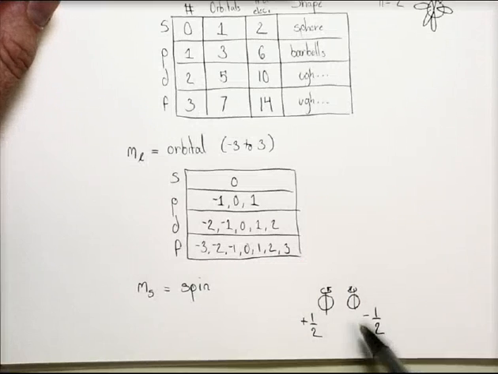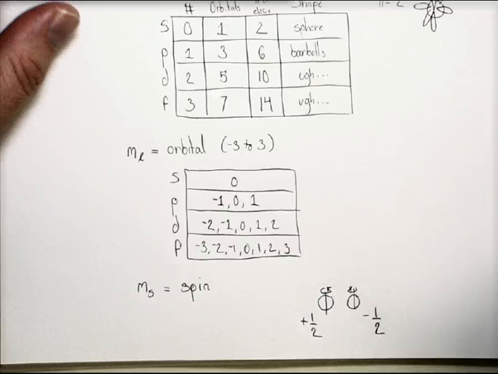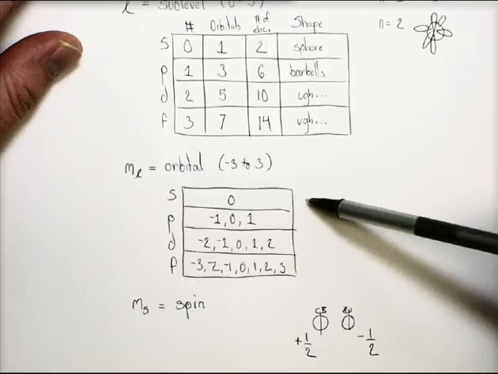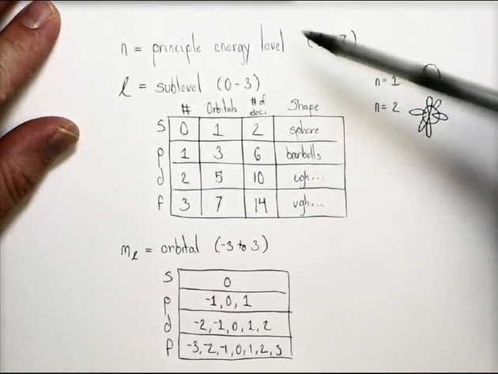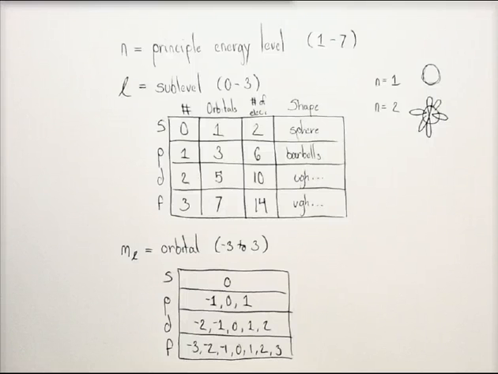And electrons will not occupy the same orbital unless they have opposite spin numbers, which is where the Pauli exclusion principle comes in. So remember, 4 numbers, 1 for spin, 1 for what orbital it's in, 1 for the sublevel, and 1 for the energy level. And that allows us to completely identify the location of any electron in an atom.